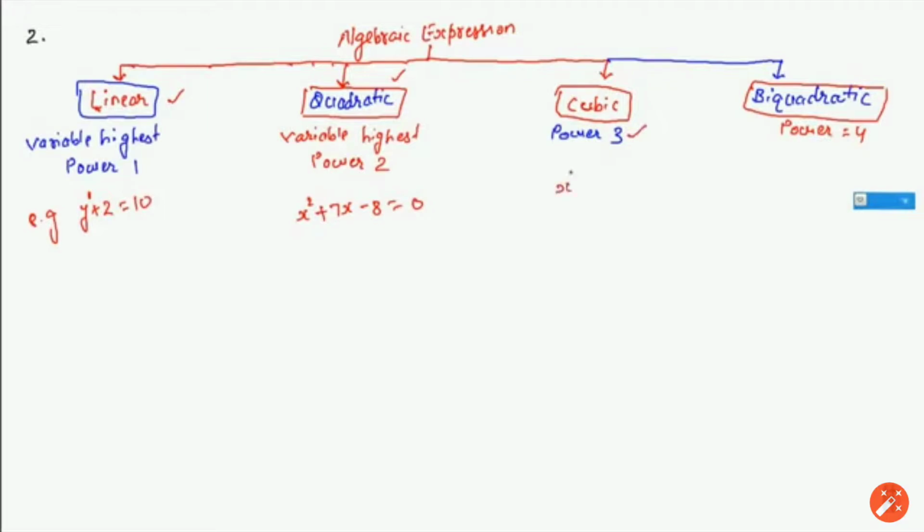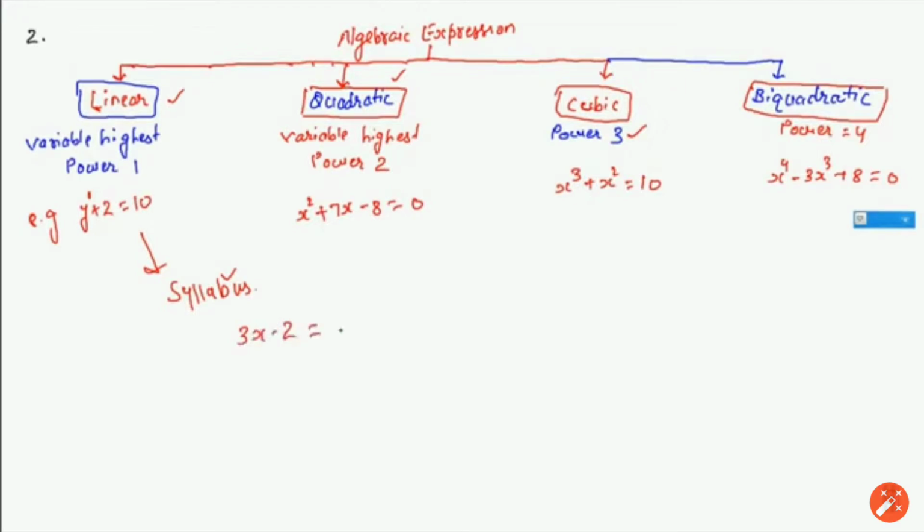These all are equations. Cubic: variable's highest power is 3. Example is given. Biquadratic. Students, these all types we have discussed in the polynomial chapter also. In our syllabus, we have to continue with linear equation.